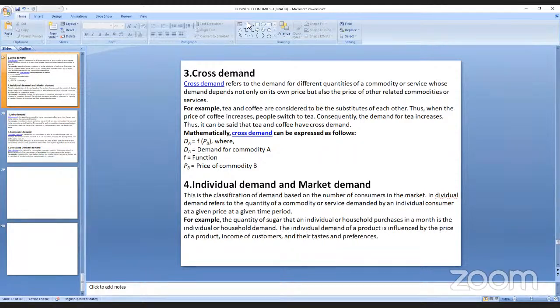Okay, ma'am. Thank you. So when you are taking the individual demand of a product, it is influenced by the price of the product, the income of the customer, and also taste and preferences.